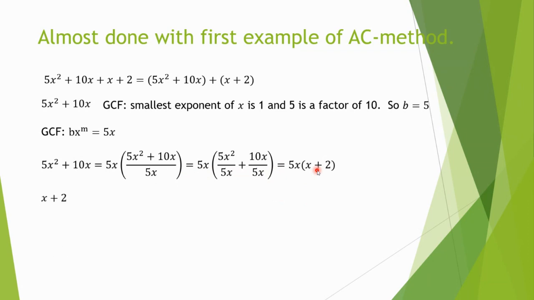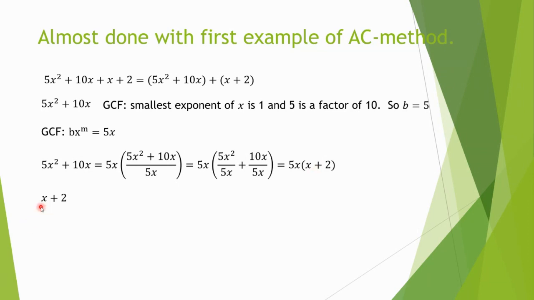But that's what we get here. That's what we get here. Okay, so now that's for the first group. So altogether, we get 5x times x plus 2. Now the other group is just x plus 2. It should be easy to see what the GCF of this thing is, at least I hope it is.